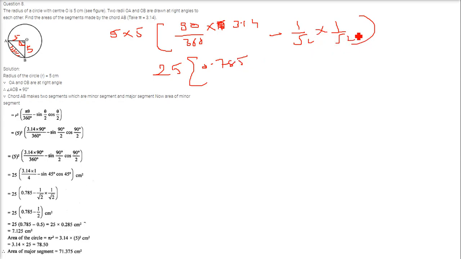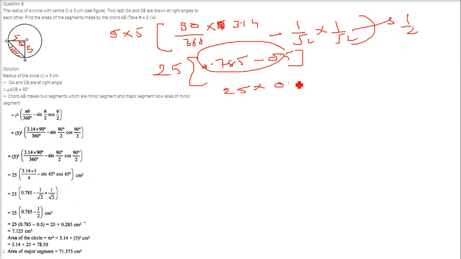This is 1 by root 2 into 1 by root 2, that is 1 by 2. 1 by 2 is 0.5. So you have 0.5 here. So this becomes 25 into 0.285, and this gives you the area of the smaller or minor segment. It will be 7.125 centimeter square. Now this is the minor one.